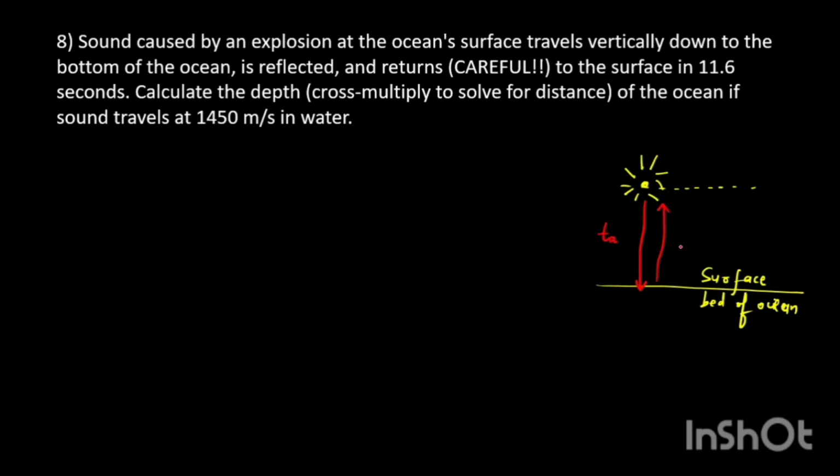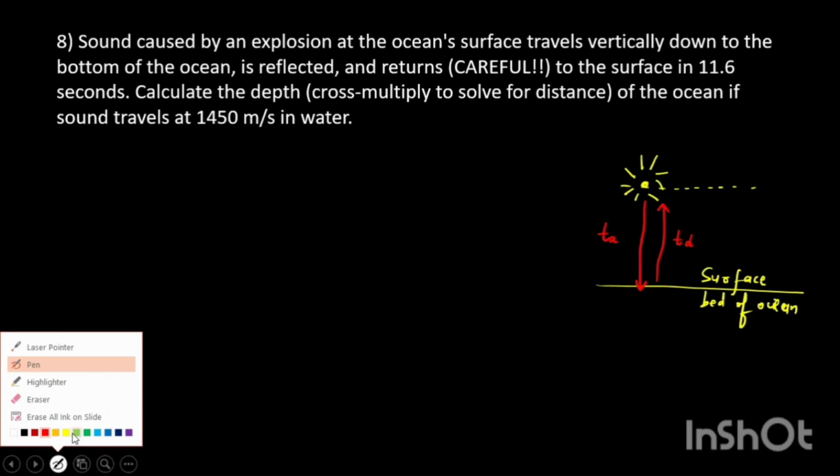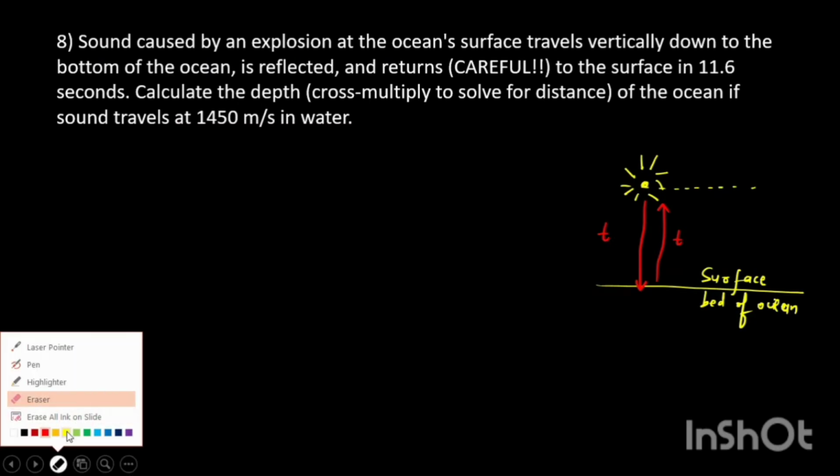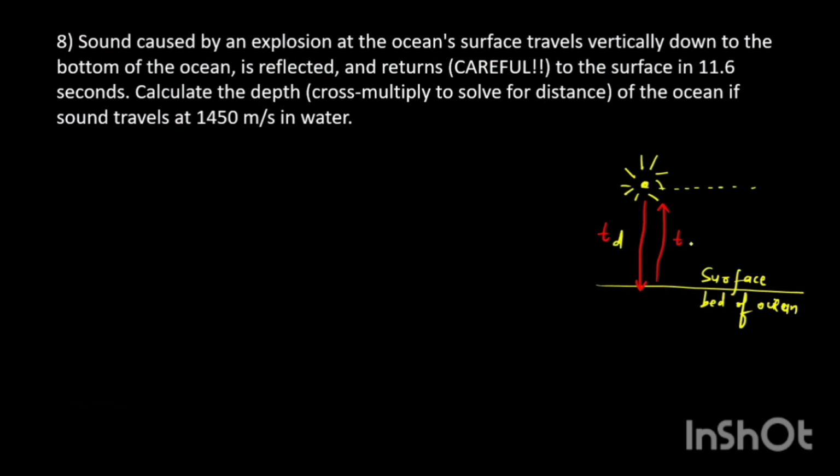So here are two things: time of ascent and time of descent. Time of ascent is the time taken by the particle to reach up in the upward direction, and time of descent is the time taken by the particle to reach the bottom side of the motion. The sum of these two times is given as 11.6 seconds. We have to calculate the depth of the ocean if the sound travels at 1450 meters per second in water.